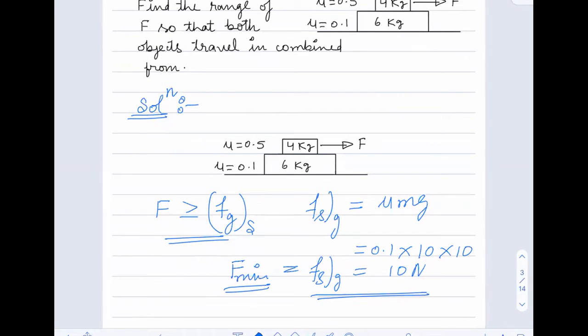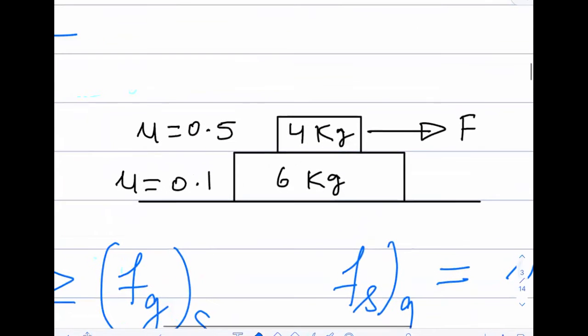Now for the upper limit, if I have to solve, in this case, what you see, just check here, suppose there is a relative motion.